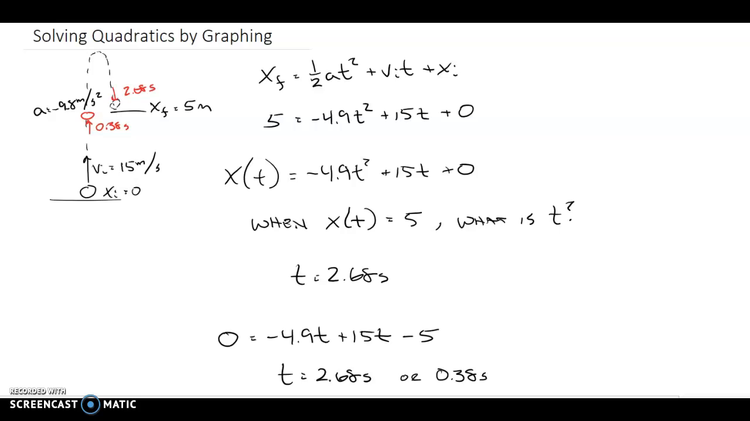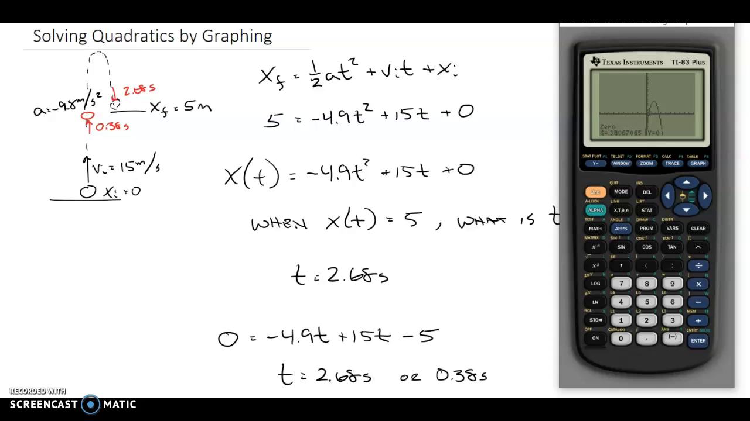Hopefully this gives you a little bit of a recap of how you might solve a quadratic with graphing using a picture. And again, it's sometimes helpful to see that the graph kind of looks like the picture I'm drawing. It's a good way to solve them rather than using the quadratic formula. I can get the same two roots, in this case 0.38 seconds and 2.68 seconds, that are my possible solutions. Hope this helps.